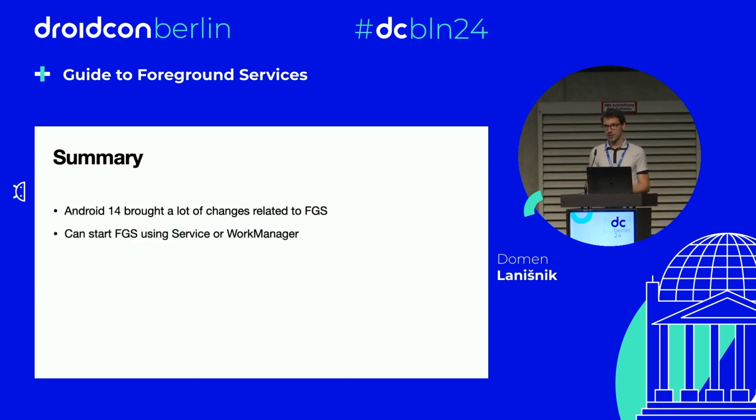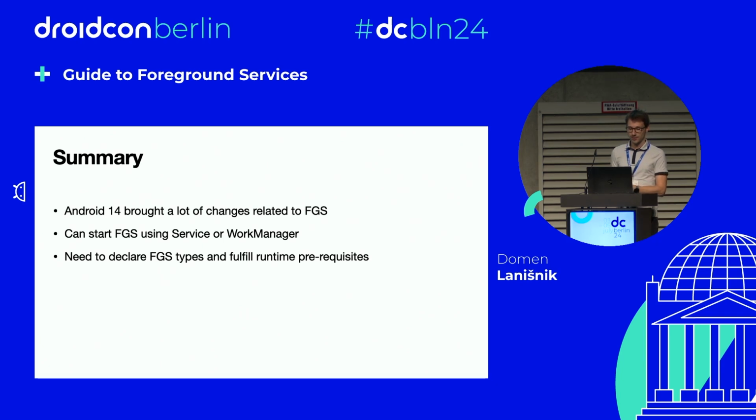You can start a foreground service by either defining your service or using Work Manager. You have to declare foreground service types and fulfill runtime prerequisites before you can start the service. And really important, you will have to fill out the Play Store declaration and explain why you're using a foreground service. Then the reviewers will determine if this is actually a valid use case. If it's not, then most likely the app update will be rejected and you will need to use either the alternative APIs or some other approach.